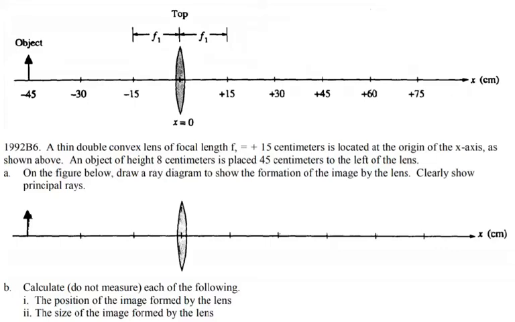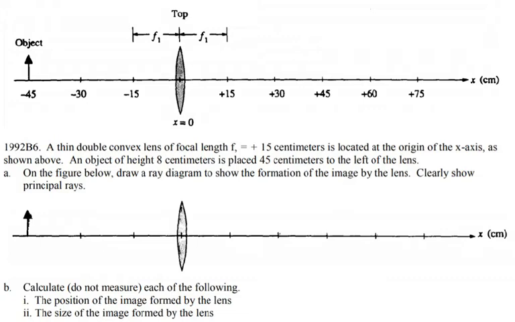This is a 1992 AP Physics B question. The sections are now covered in AP Physics 2, geometric optics. A thin double convex lens, with a given focal length of 15 centimeters, is located at the origin of the x-axis as shown in the picture.